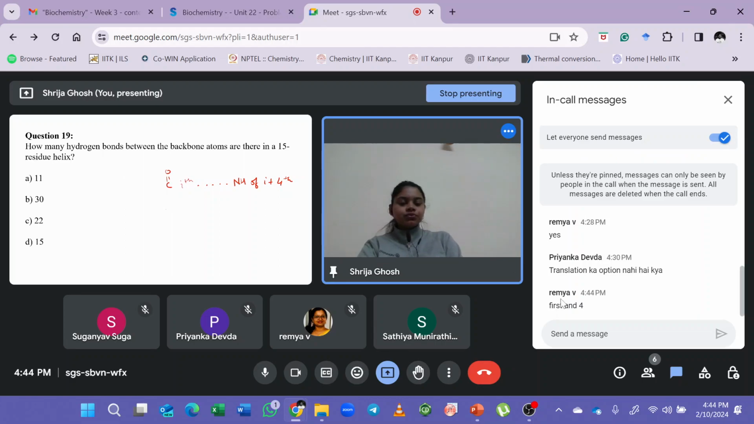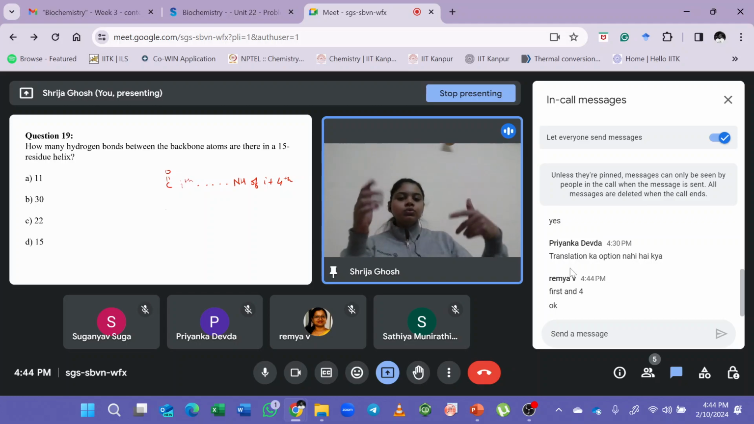Yes, first and fourth. Very good, Ramya. First and fourth, actually first and fifth. First and 1 plus 4. So first and fifth will make the hydrogen bonding. It's not first and fourth, it's first and fifth. I and I plus 4. So 1 will make the bond with 5, 2 will make the bond with 6 and so on.